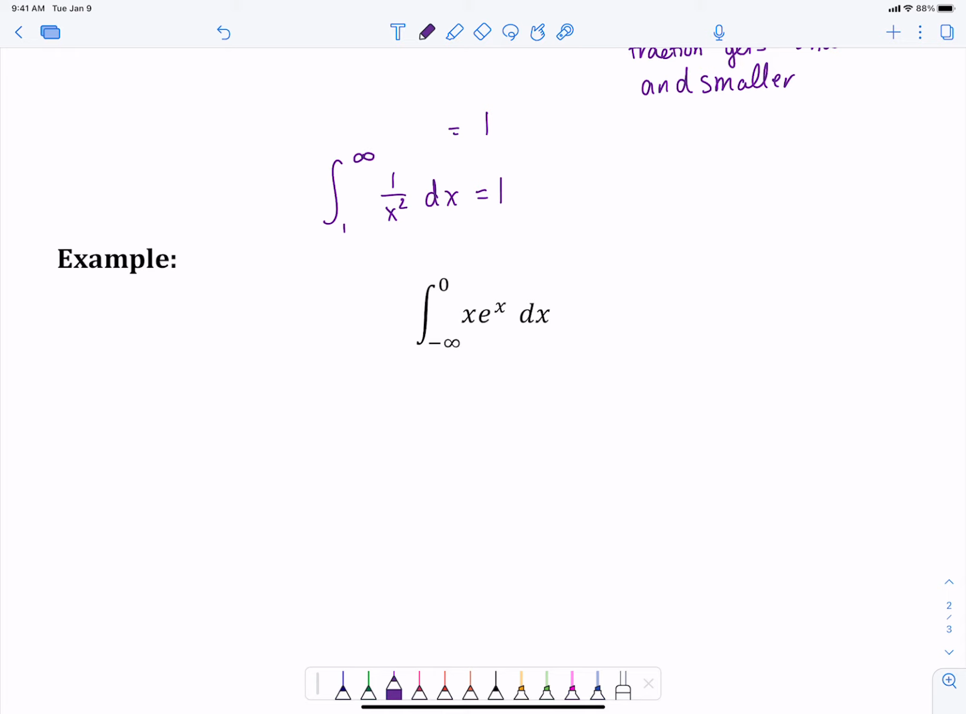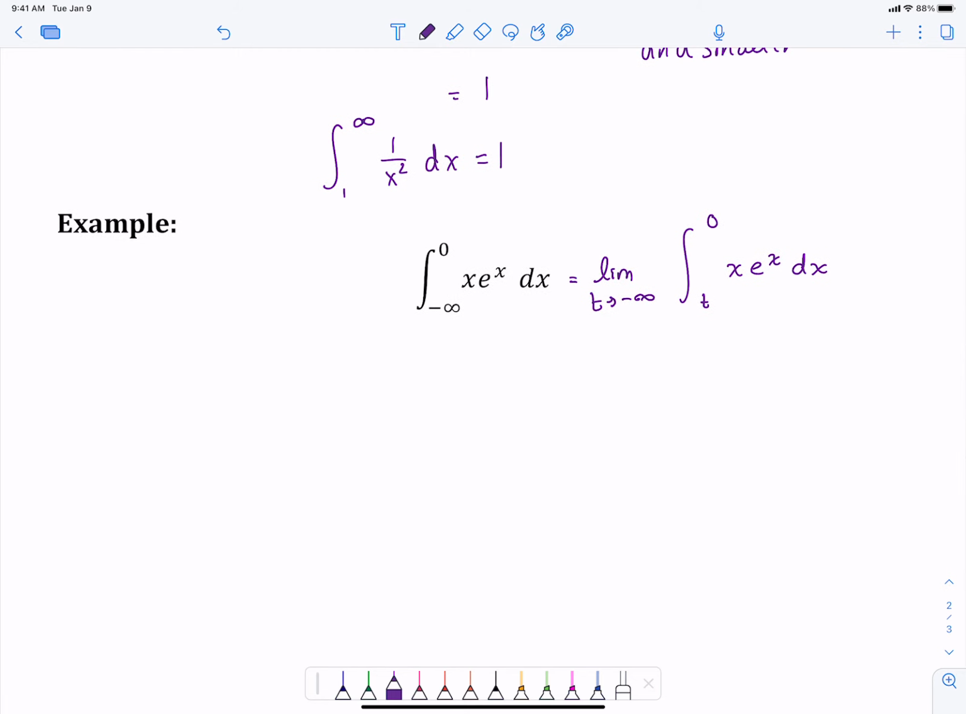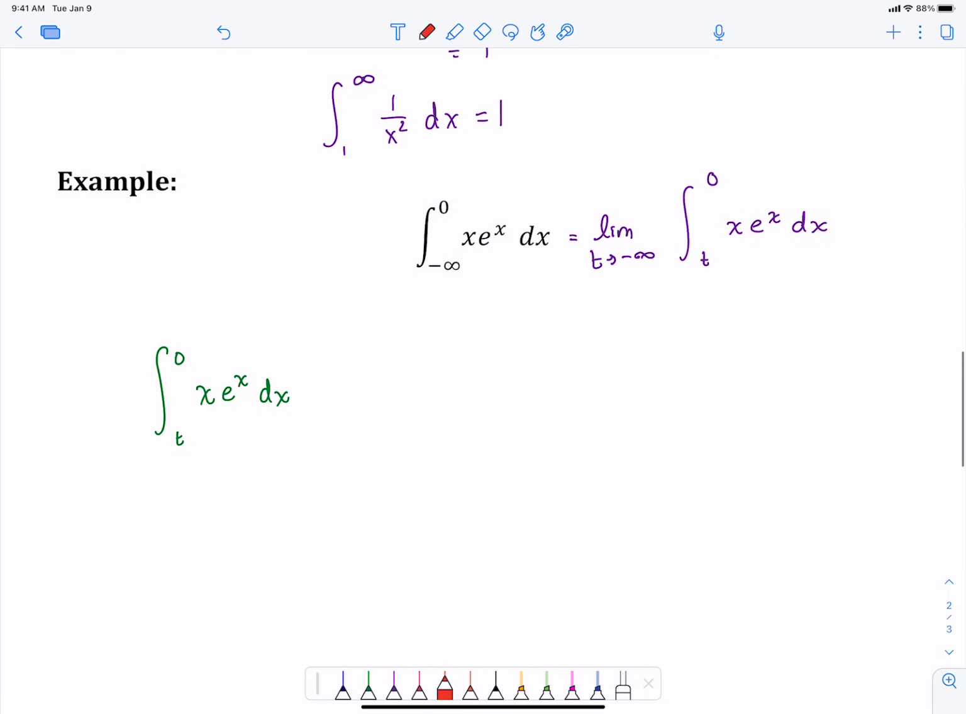So again, we've got this situation where we've got this improper integral, and instead of starting at negative infinity, because that's not really a place to start, we're going to say what happens if we start at t. And we're going to have t going to negative infinity. We're going to look at this integral of x times e to the x. So we need to take this integral first. We need to take the integral from t to 0, and then we can look at what its limit is. And to take this integral, we have to use integration by parts.